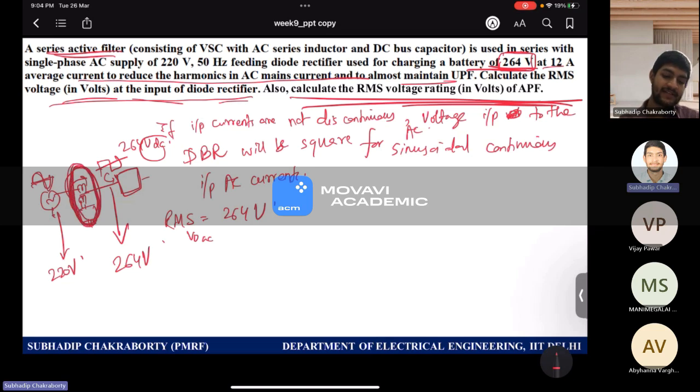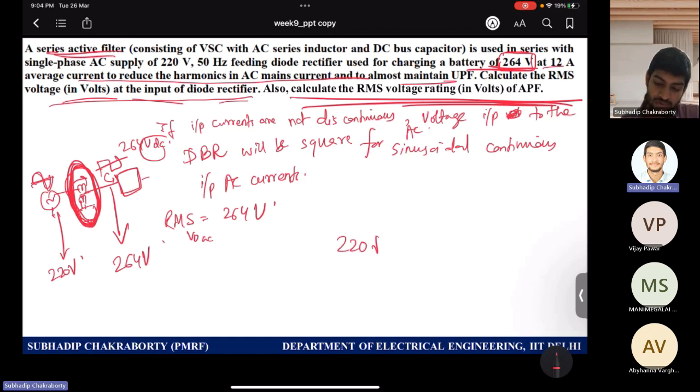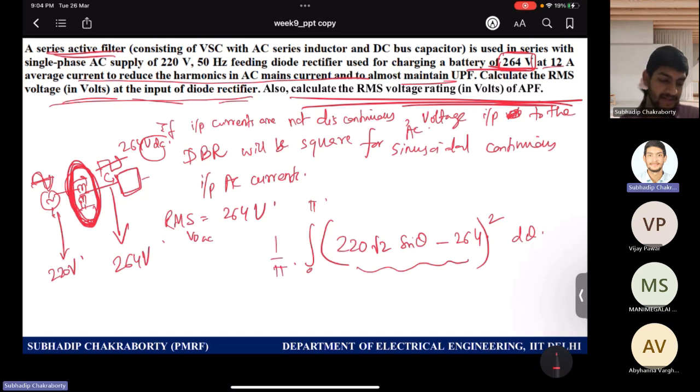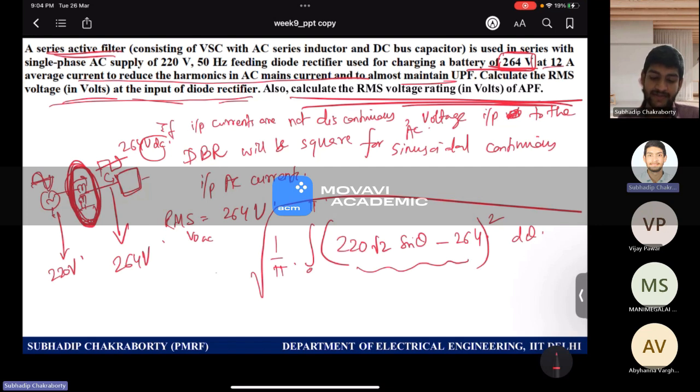Can anyone tell me what is the voltage rating that the series filter needs to inject? It is the square root of the integral of 220 root 2 sine theta minus 264, whole squared, d theta, because we are trying to determine the RMS voltage. So the difference between the two it will inject throughout the cycle, and we need to take the RMS. So square, then mean over one cycle, because for RMS, in every half cycle it will be symmetric. So 0 to pi, 1 by pi, whole root over. Okay, so if you do it, the filter RMS will come out to be 116.255 volts.